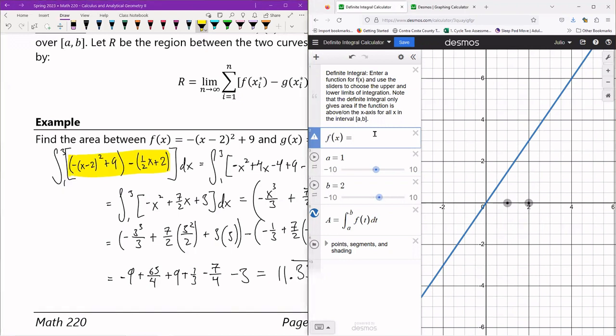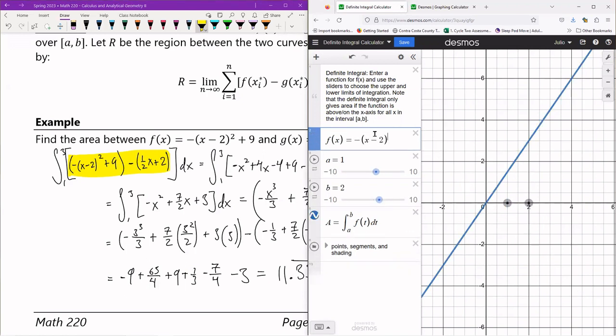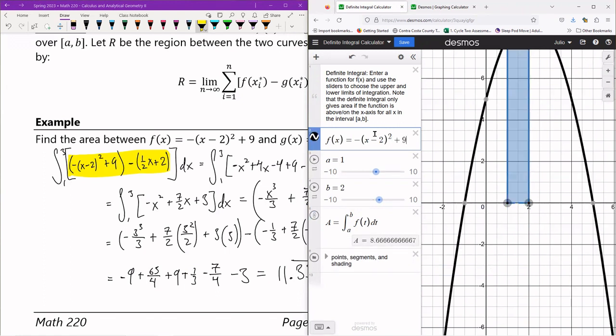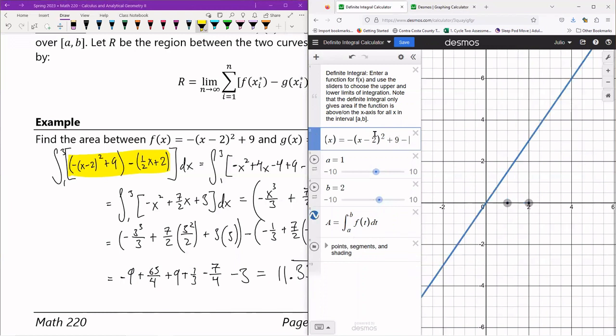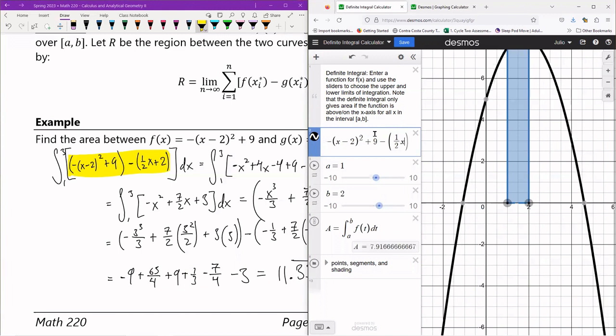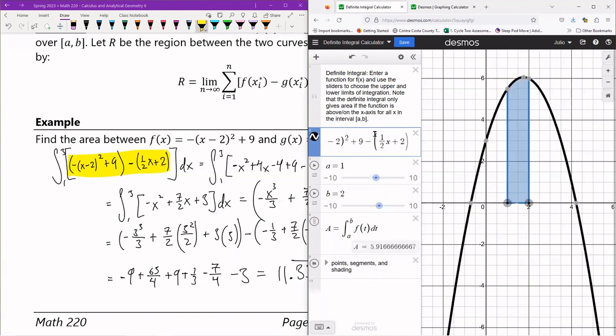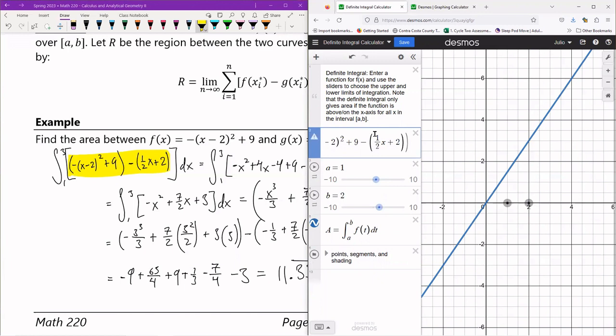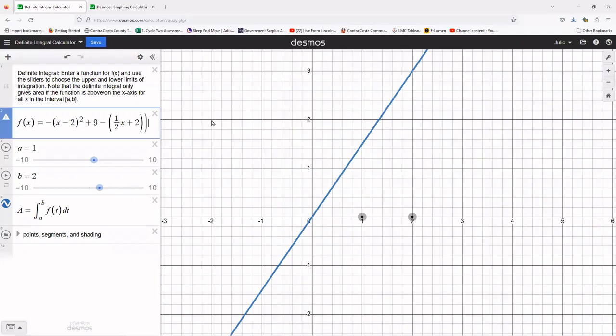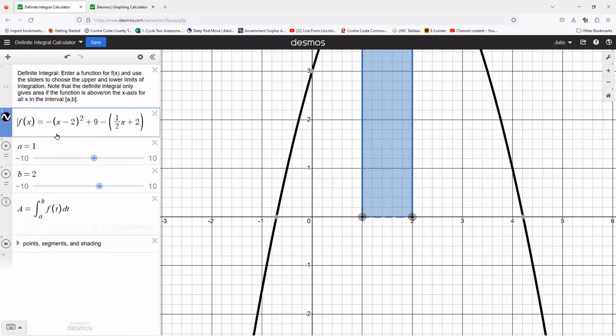Okay. So I'm going to go ahead and do negative x minus 2 quantity squared plus 9. Minus, and now I'm going to go ahead and do 1/2 x plus 2. I'm going to close that one off. So let me go ahead and move this into the big screen so you guys can see what's happening. It's the top function minus the bottom function, right? Okay, and it's complaining about a parentheses.